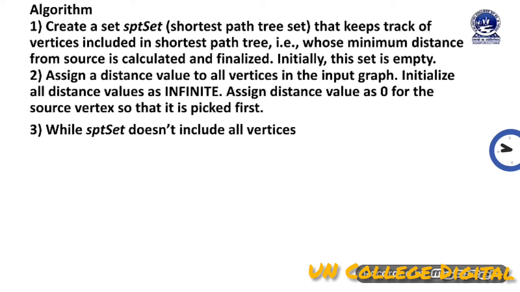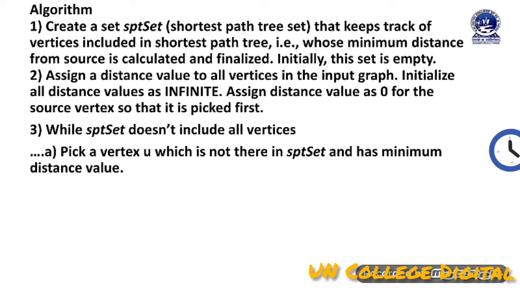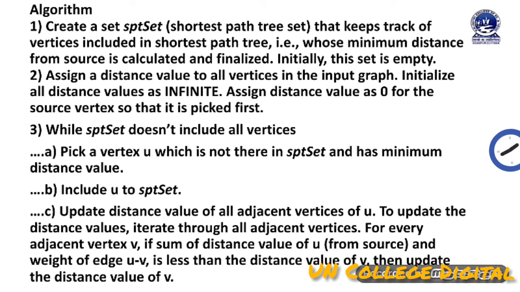At the third step, one loop will continue till the tree set, which is our output set, includes all vertices. Inside the loop, pick a vertex u which is not in the tree set and has minimum distance value. Then at the next step, also inside the while loop, include u in the tree set. Then the next step of the while loop is to update distance values of all adjacent vertices of u.